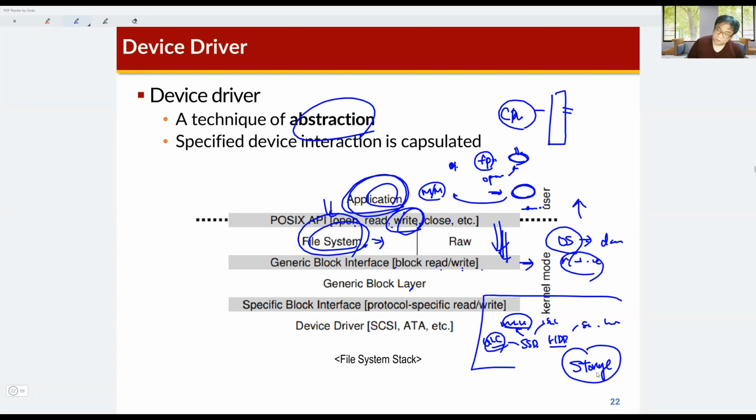The inside of the storage system can be very complex, because our system is usually very complex, but the operating system just generates very simple commands: block-based read, block-based write, and block-based erase commands. That's it.